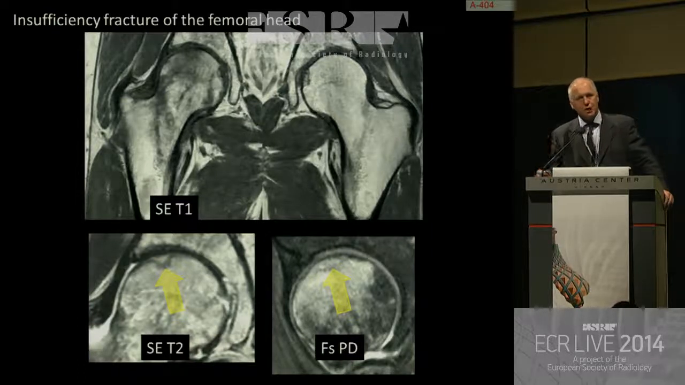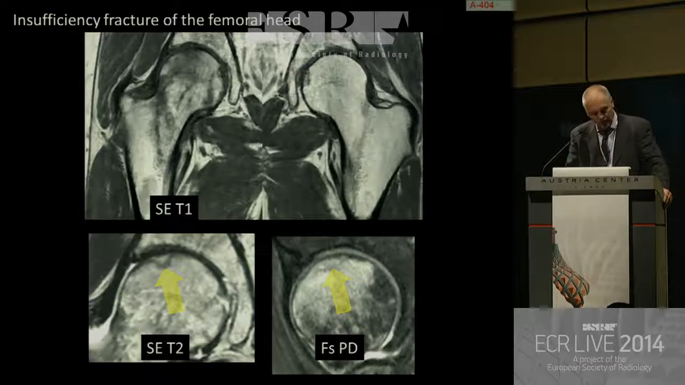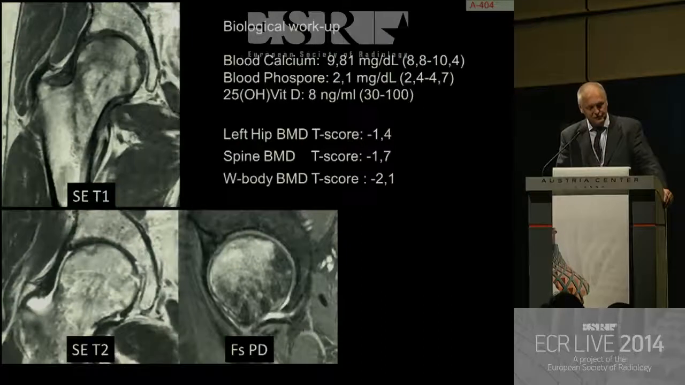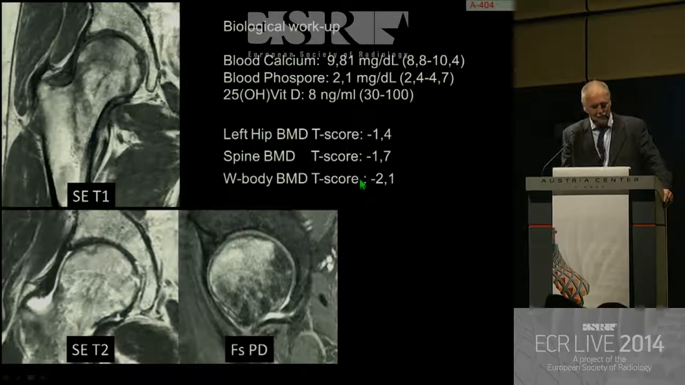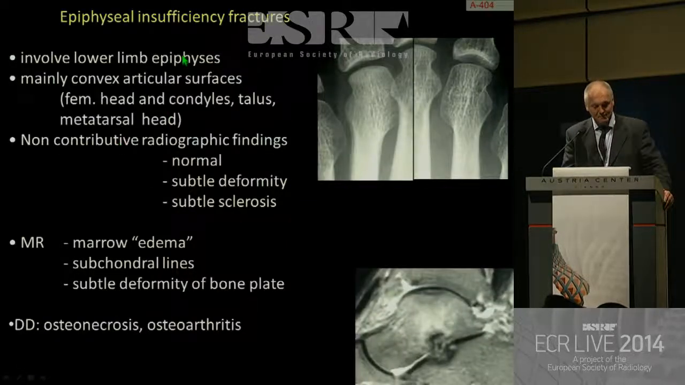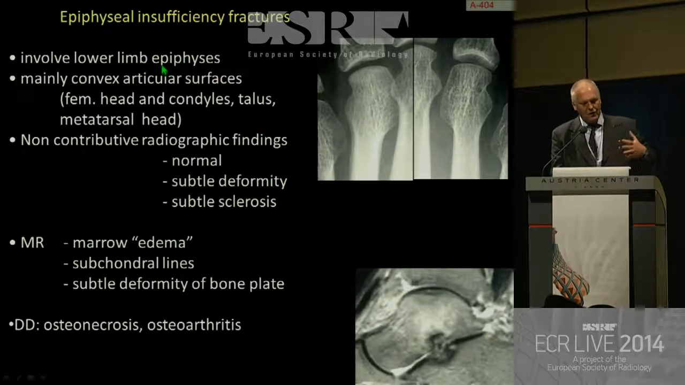20 years ago, a spontaneous fracture of an epiphysis meant it was osteonecrosis. This is no more the case. You have insufficiency fracture, and we did the blood test: very low level of vitamin D and a very low T-score. So this is really a very frequent presentation of metabolic diseases every day. The insufficiency fractures of the epiphysis are quite frequent.